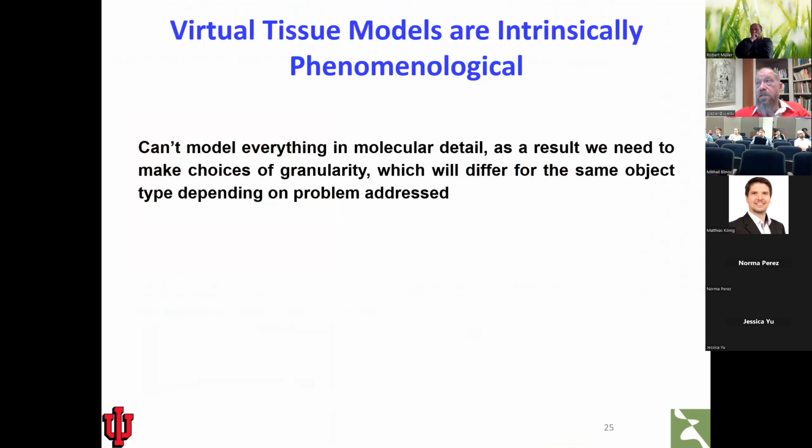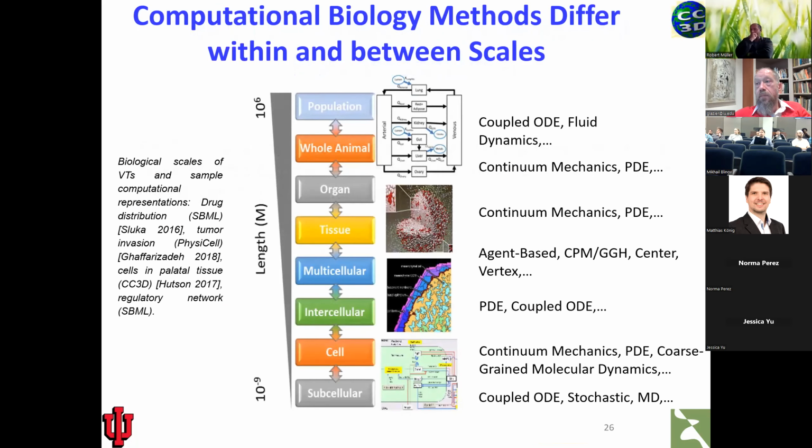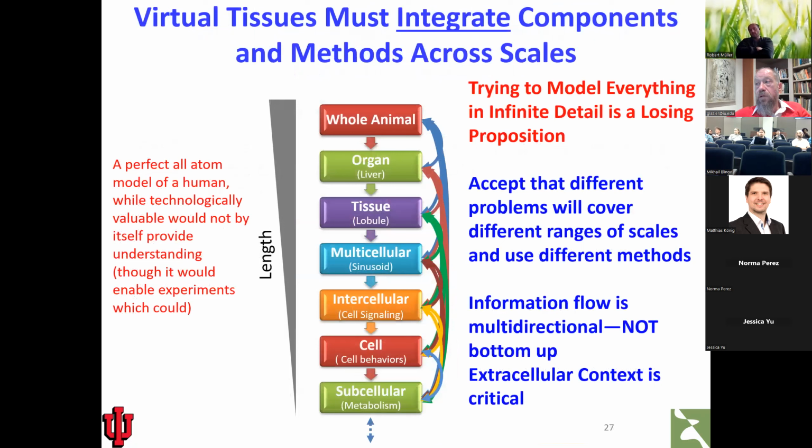Another thing that we have to face is that these are intrinsically phenomenological models. We can't regress to modeling everything in infinite molecular detail, and that means that we're continually making choices about granularity. And so the way we describe the same object will depend on the type of problem addressed. That makes shareability much more difficult. We have many numerical methods at different scales, and within scales, we have to make them work together. We don't have unidirectional flow of information, and that means that software architecture and software coupling to make efficient simulations is more challenging.